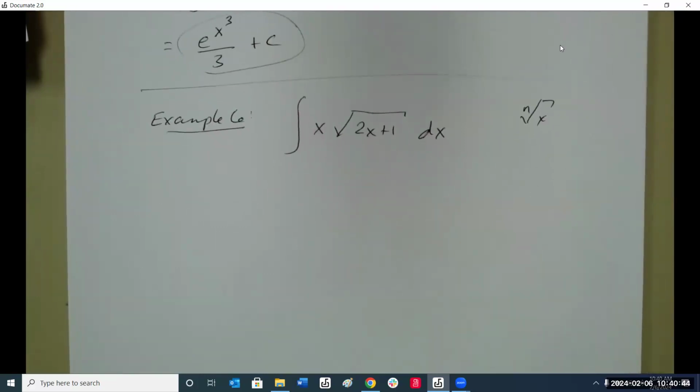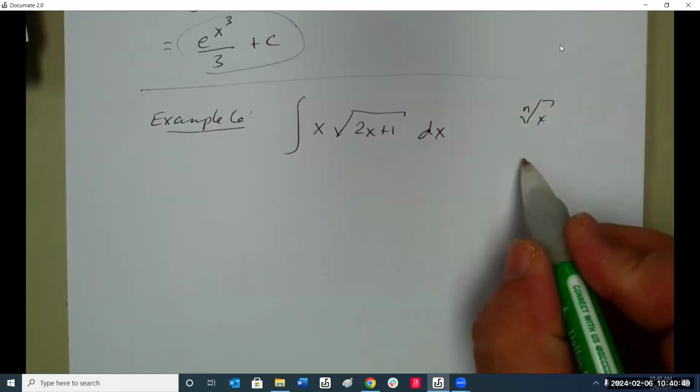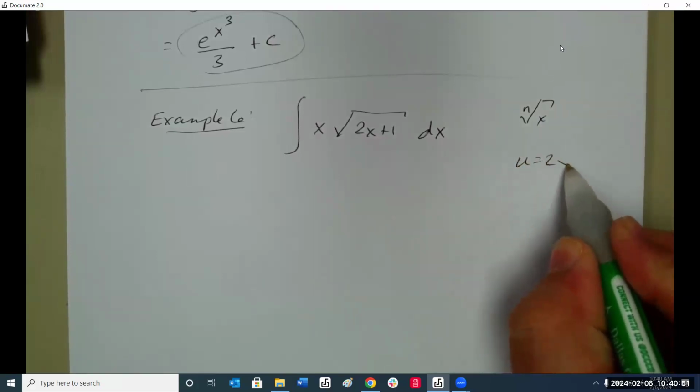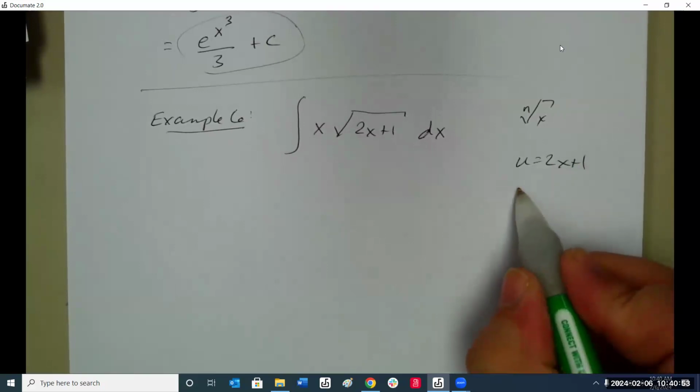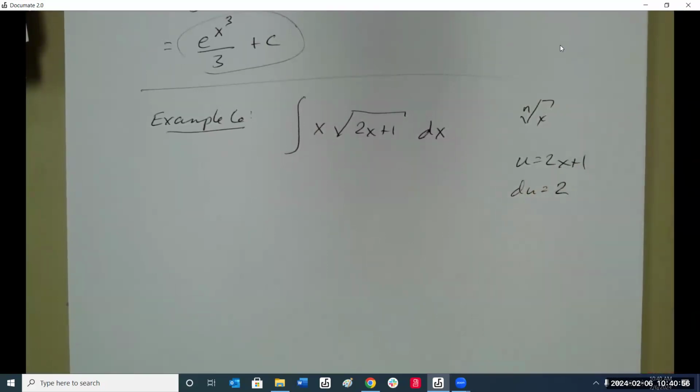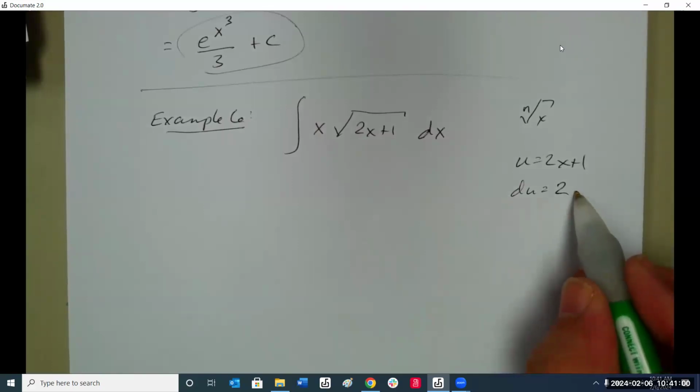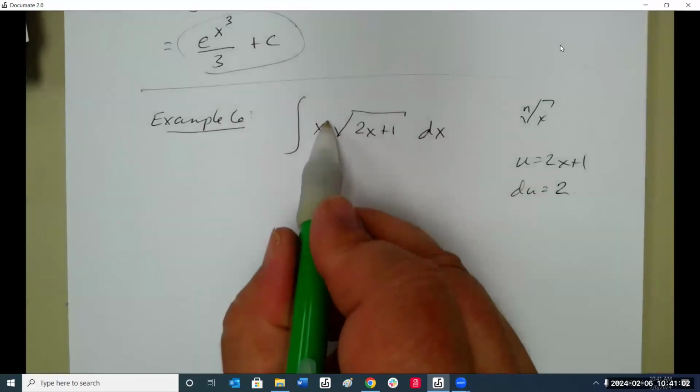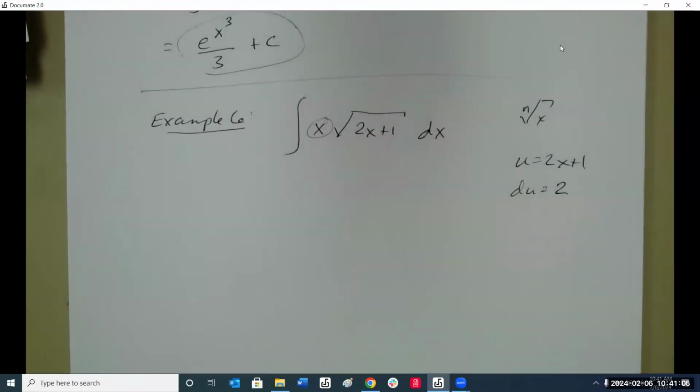So do we have all the pieces of the puzzle? Our u is going to be 2x plus 1. Du is 2. We're missing a 2. And then what about this x? Not sure. From what I remember, they kind of just get rid of it, but I don't know how to get rid of it.